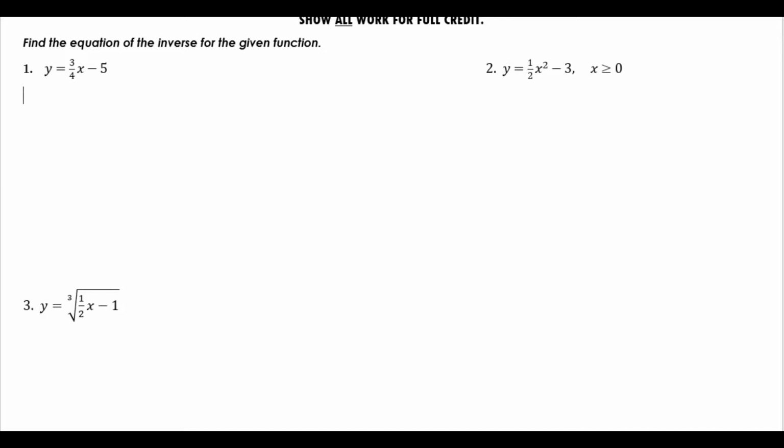So we want to find the equation of the inverse, which means that we've got to solve for y whenever we swap x and y. So you're going to swap x and y, and then you're going to solve for the new y here. So you're going to add 5 to both sides.